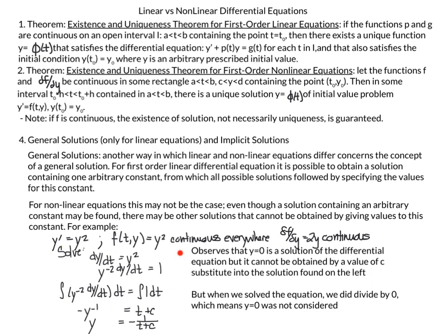For example, this problem here, which we had just done, y prime is equal to y squared, f of t, y is equal to y squared, and the derivative is equal to 2y, so both of these are continuous. We solved and we got y is equal to minus 1 over t plus c. But when we solve this equation, you can see that we did divide by 0. Where was that? Because of the y squared. Which means y equals 0 was not considered. Essentially, when we moved this y squared over and it became y to the negative 2, we were automatically assuming that y would not equal 0.